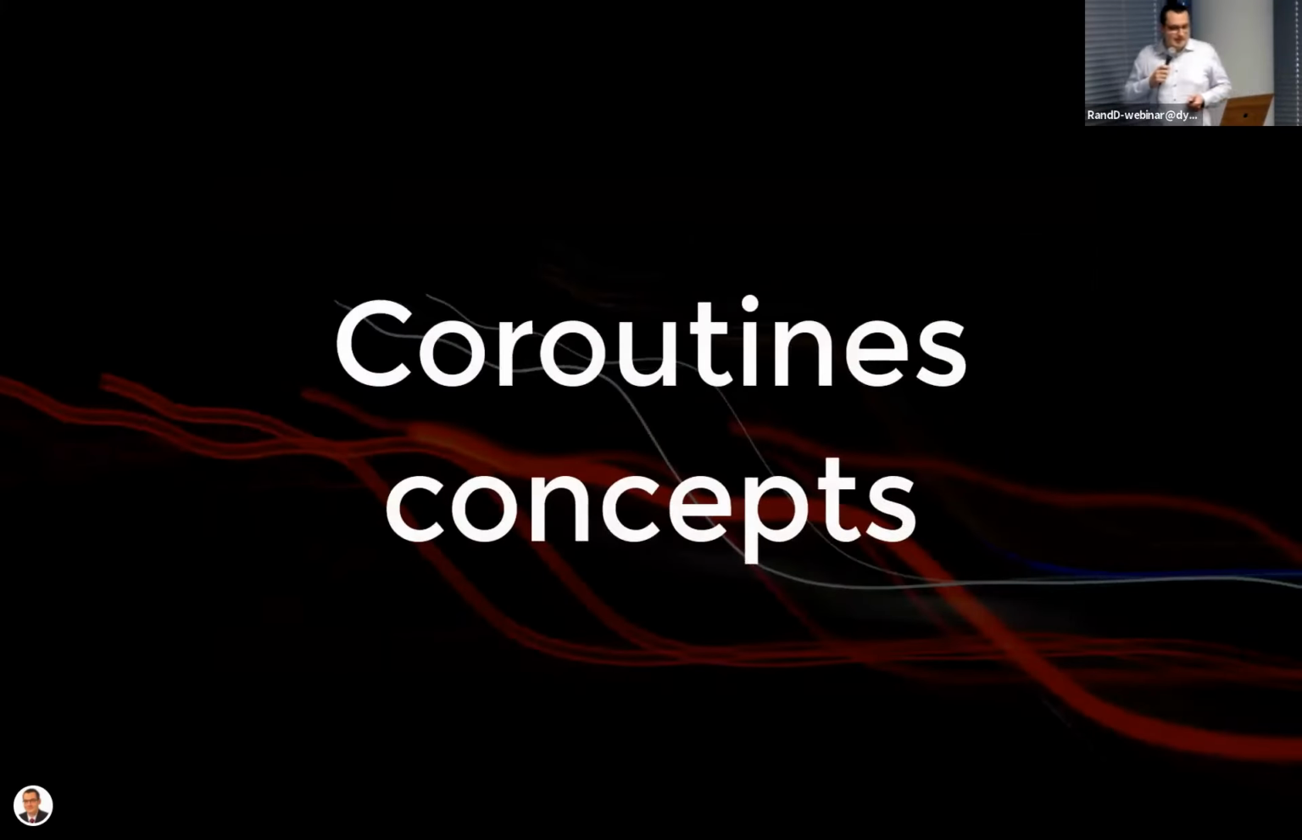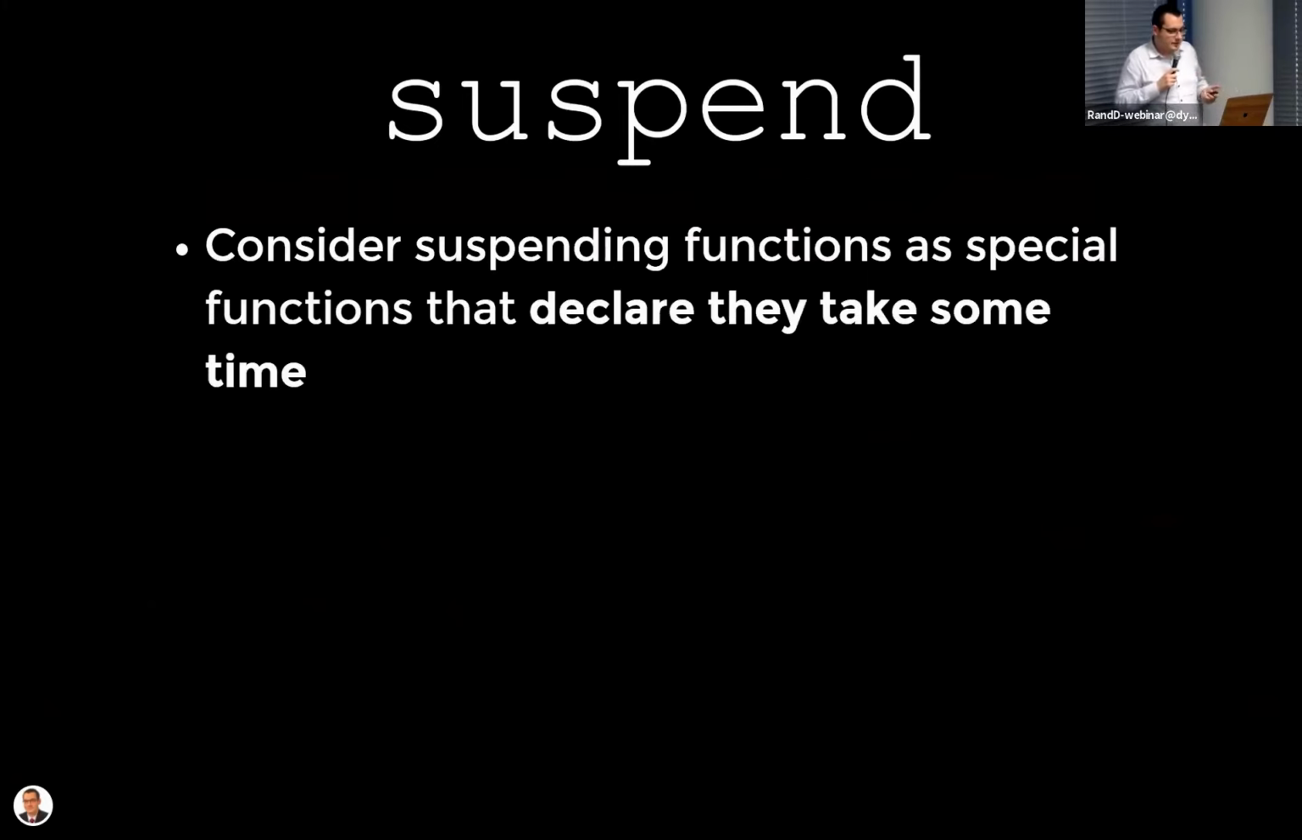Now let's go to a bit more complicated part of the talk, and let's talk about coroutine concepts. We'll start with a new language keyword called suspend. It's a language keyword, similar to static in Java, but of course it works in a completely different way than static. Suspending functions are special functions that declare that they will take some time. It looks like a bit of a mystery at the start, but if we think just a little bit about it, it makes sense.